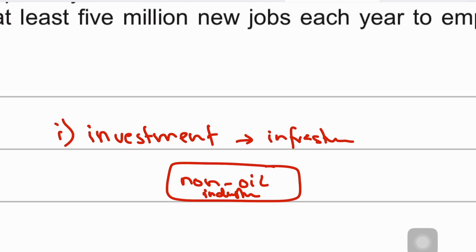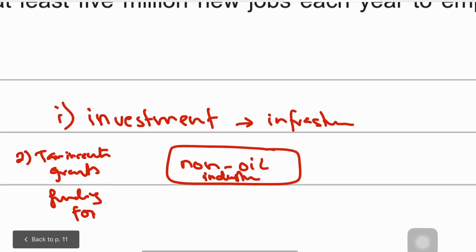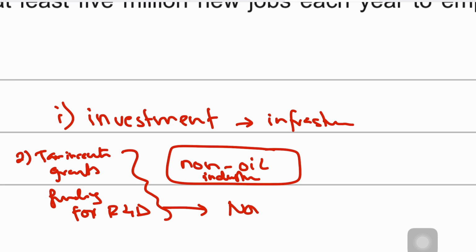You could say that moreover, policymakers can also provide tax incentives, grants, or funding for research and development. But don't just mention them. You need to relate how this will help implement and help the diversification process take place. So you will say that the Nigerian policymakers can provide tax incentives, grants, and funding for research and development, especially in non-oil sectors.